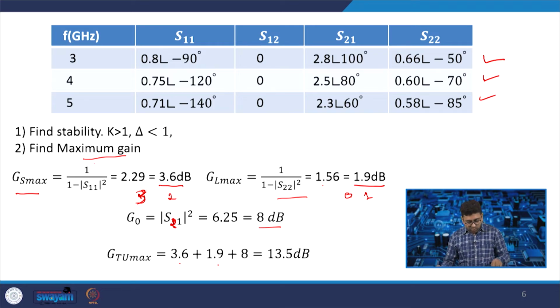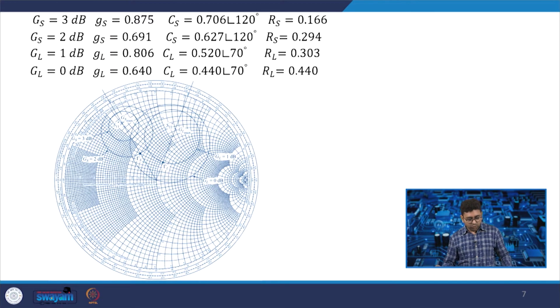So, now we will try to plot the circle. In order to plot the circle, what you need is to get the CS and RS, CL and RL. So, here your gain GS is equal to 3 dB, you already know GS max.